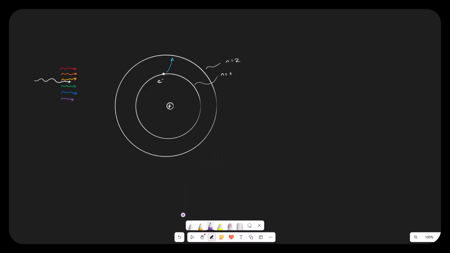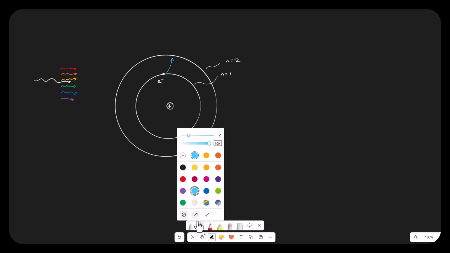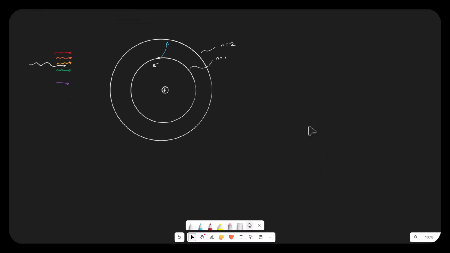When all those bands of light come in, there is some frequency of light, some wavelength of light, that this electron says, that's the one I need. So it says, if I can absorb this photon right here, if I can absorb this bit of light right here, that's going to be enough to allow me to jump to this level.